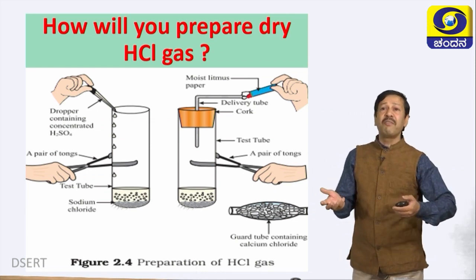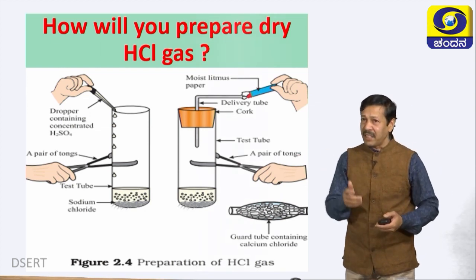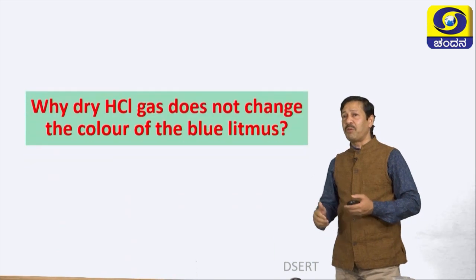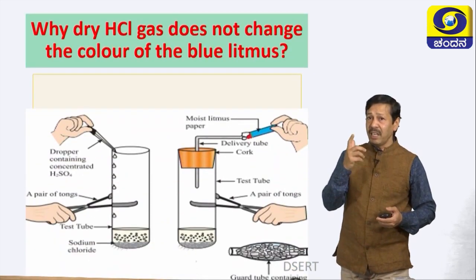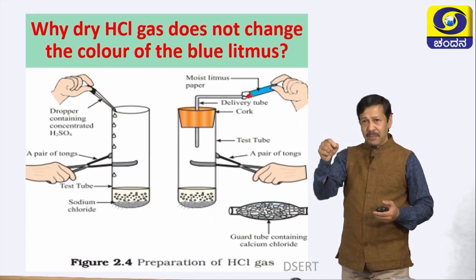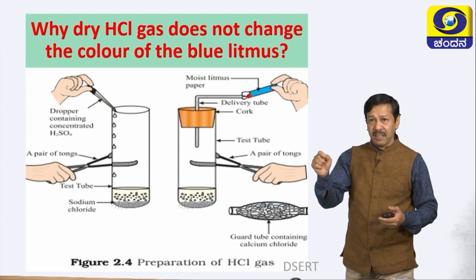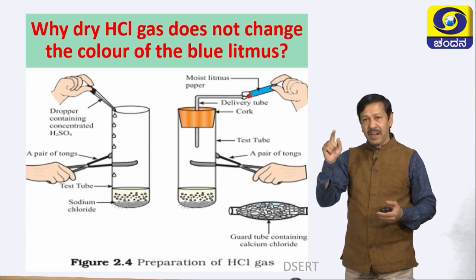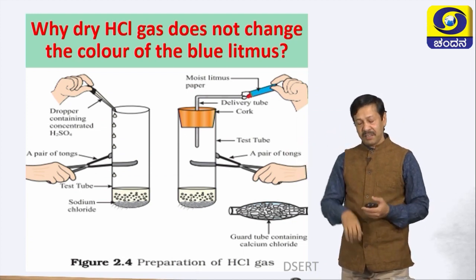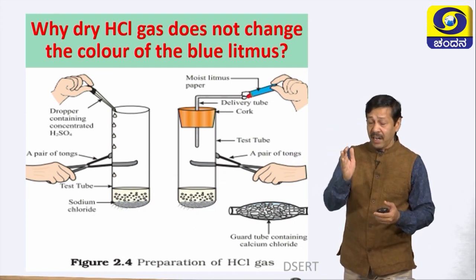How to identify whether it is dry or wet? Once again, a very simple activity. Same thing, one more slide where you are seeing how to identify. Bring a dry blue litmus paper on exposure to HCl. If the HCl is dry, then there is no change in the color. Now you confirmed HCl is dry.